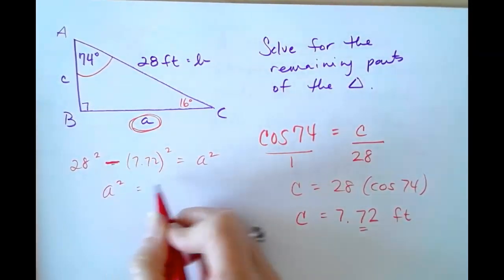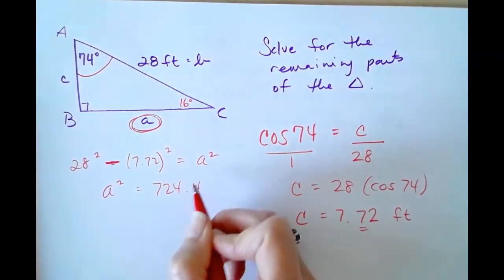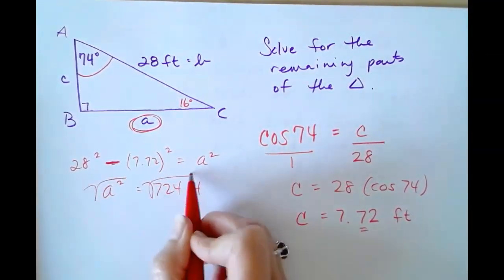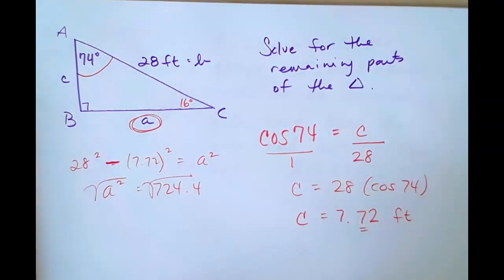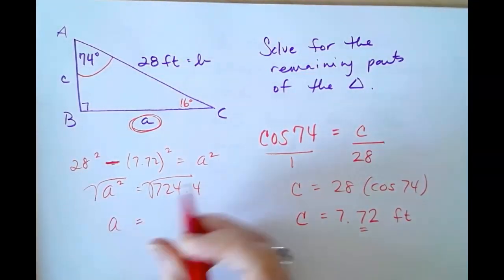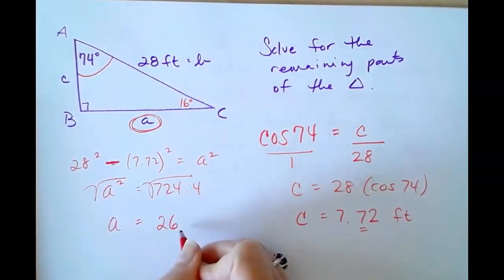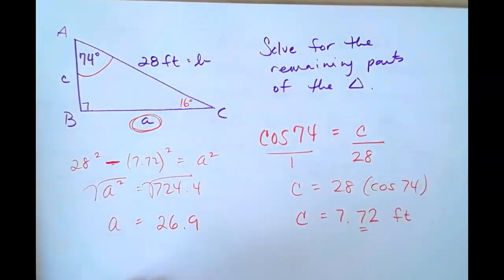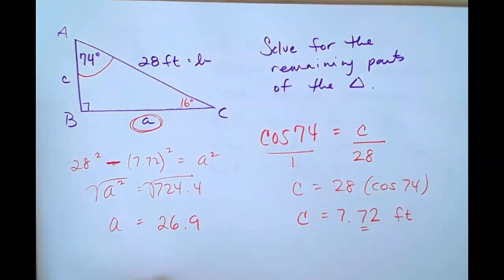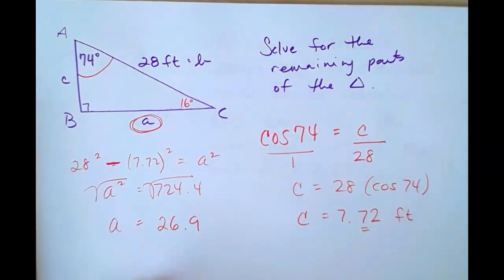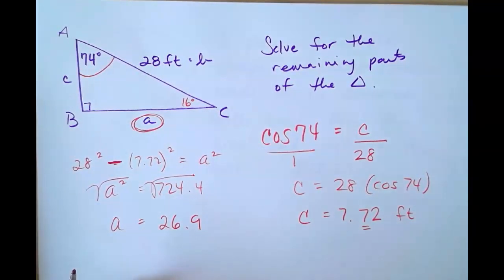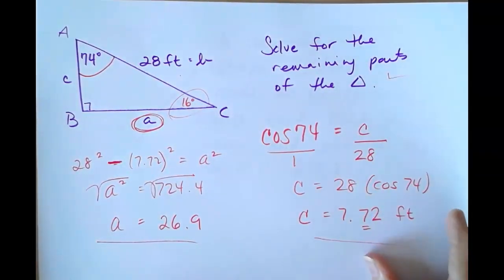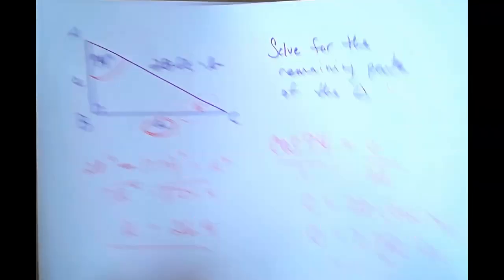A squared equals 724.4. Take that square root, and we see that A is 26.9. So it kind of makes sense that A is pretty long because 74 is sort of a big angle. So there we go. There's A, there's B, there's C, there's our missing angle. We have solved for all the remaining parts of the triangle.